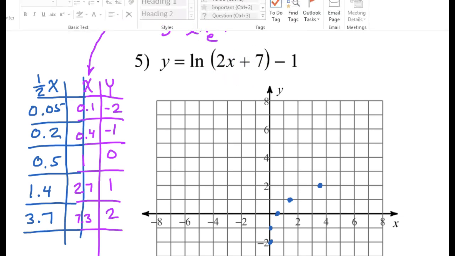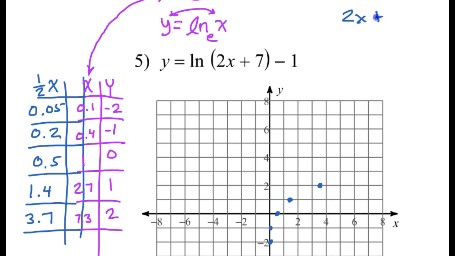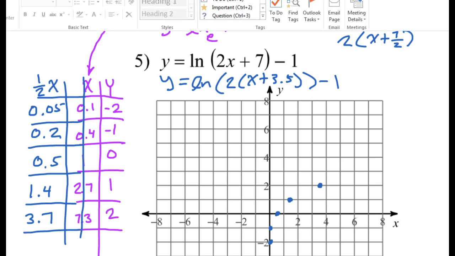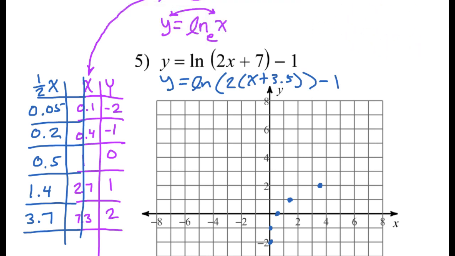So when I am looking at 2x plus 7, I need to factor out that 2. And so that's going to be x plus, and then this will be 7 divided by 2. So this will be 7 over 2, which I could just say 3.5. So this is really y equals natural log 2 times x plus 3.5, and then minus 1. Okay, so you have to factor out that 2 before you know what's going on.